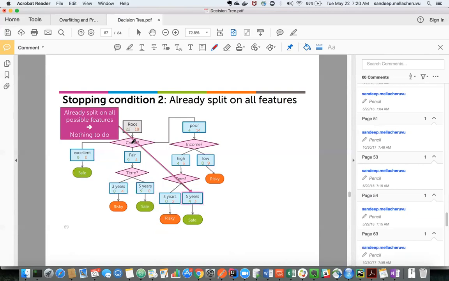So you split on credit, you split on income, you split on term, and now there is an impure node. You used up all the variables that you have at hand. There is no variable that I can start splitting your data on. So this is a second place where I can stop, because I don't have any features left over. This is stopping condition 2. If you already split on all the features, then stop.